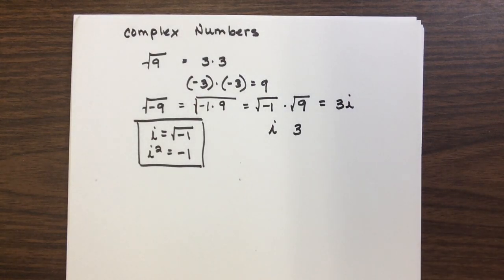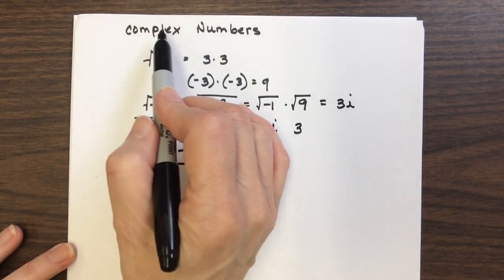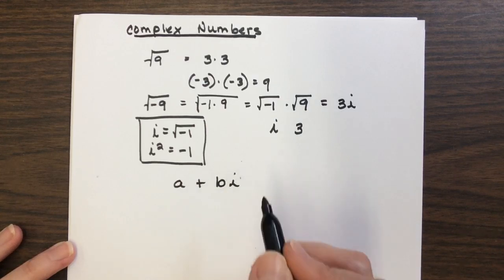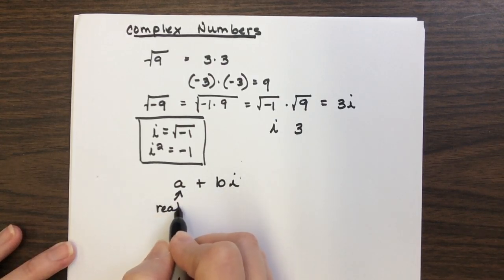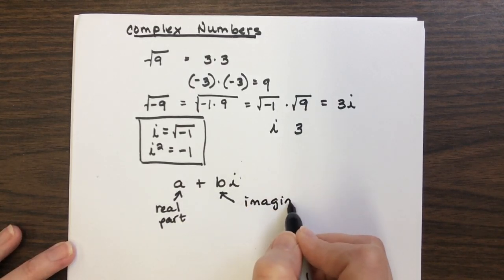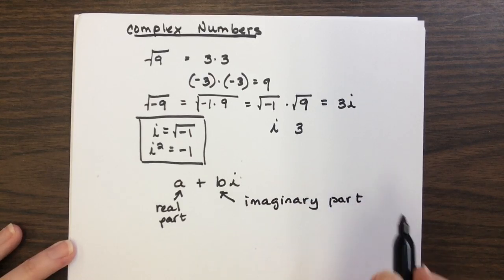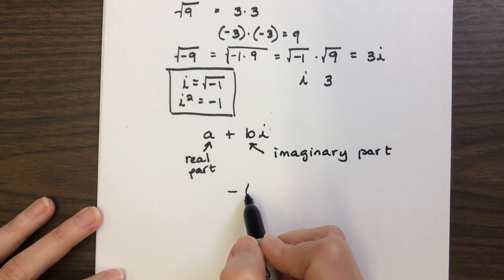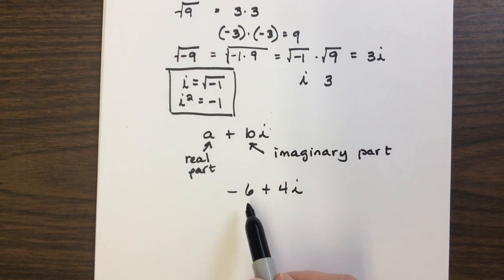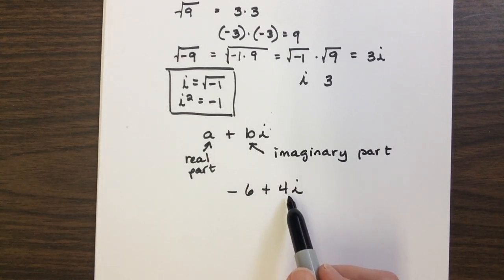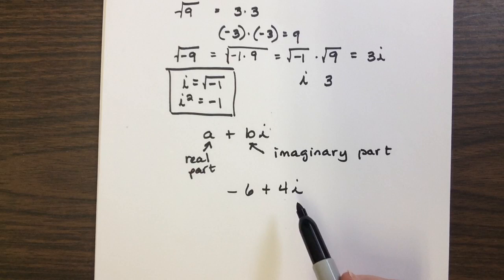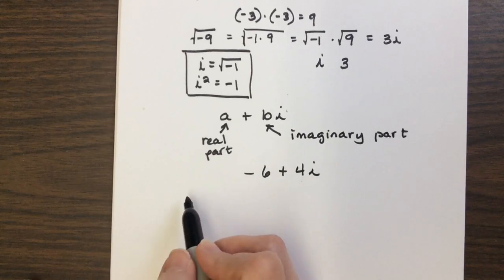So this, like I said, introduces a whole other set of numbers. We call these numbers complex numbers, and we usually write complex numbers in the form a plus bi, where a is the real part and b is the imaginary part. So if I give you a complex number that looks like this, negative 6 plus 4i, for example, and ask what the real part is, the real part is negative 6. The imaginary part is that positive 4. Don't include the i when I ask for the imaginary part. It's just the number in front, so it's the 4.